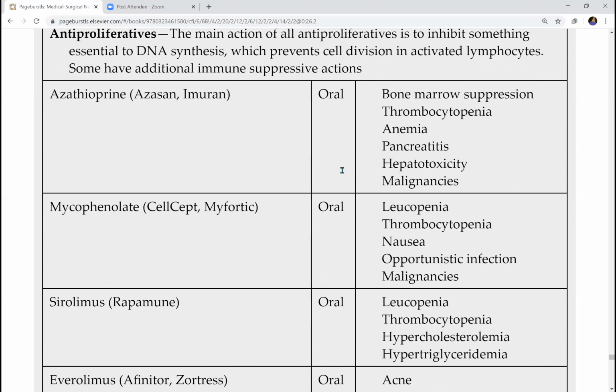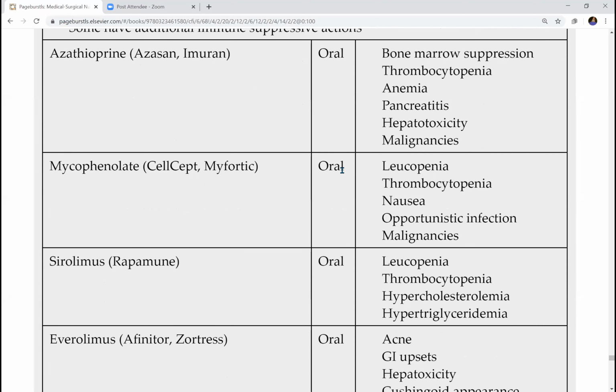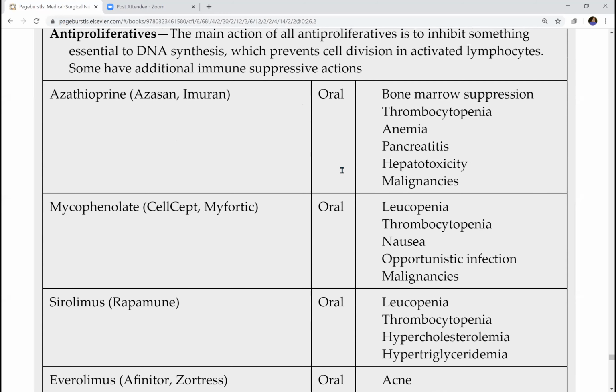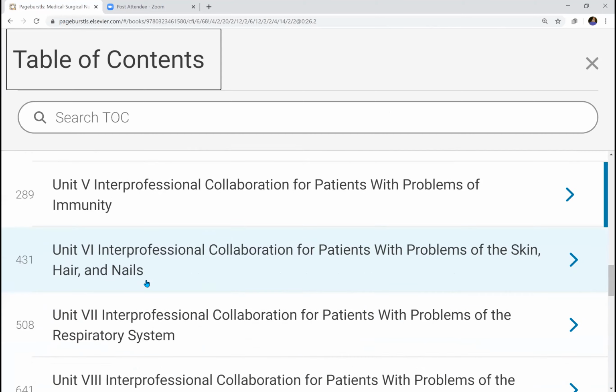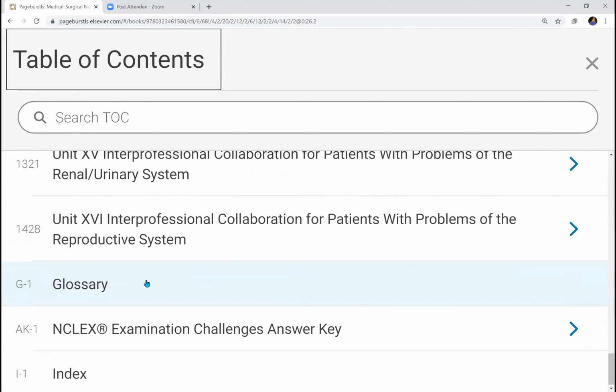Any questions on the management? Okay, let's go now to each exemplar. Let's do the kidneys first.